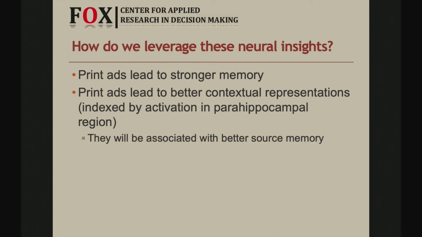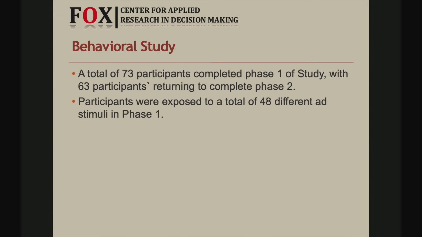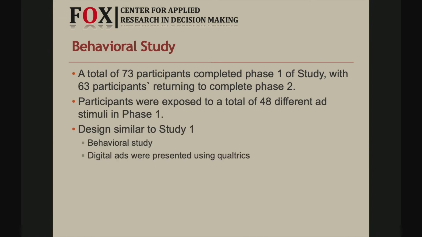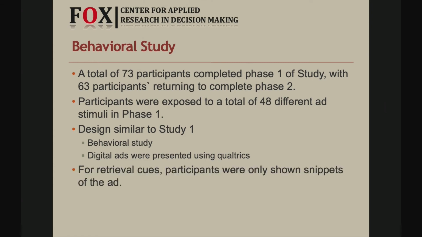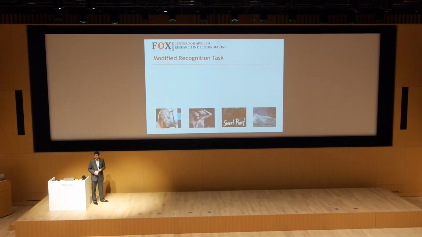So we took the neural data and we designed a follow-up behavioral study. We had 73 people come back to this lab, same study, but no biometrics, no fMRI, straightforward self-report behavioral study. They were exposed to a set of 48 different ads in phase 1. Everything is similar in this case, except that we didn't do the whole email and stuff. People just saw the ads in Qualtrics. And then the key difference here is we didn't show them the whole ad at retrieval, but we only showed them snippets of the ad. So it looked like this, right?